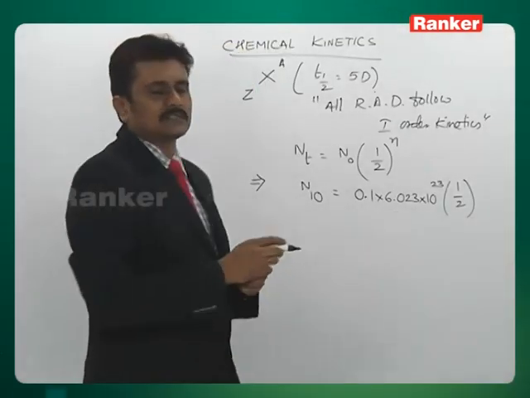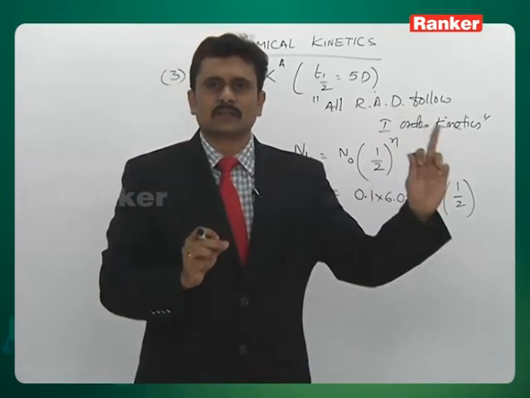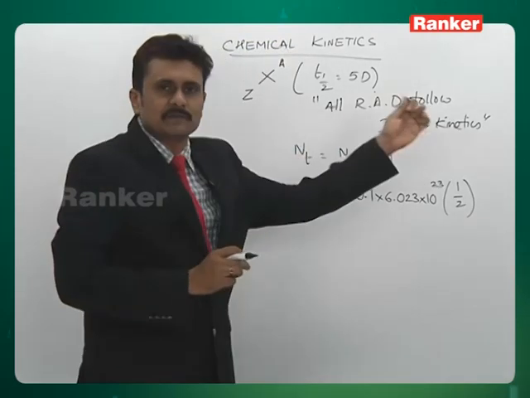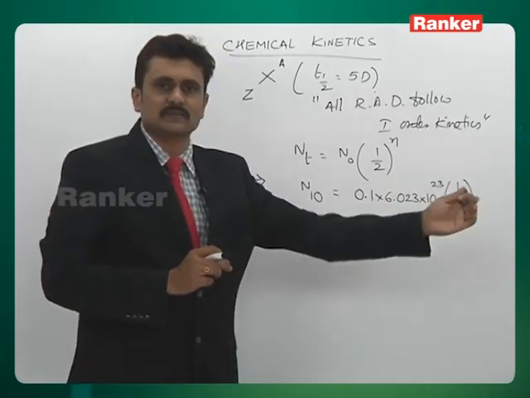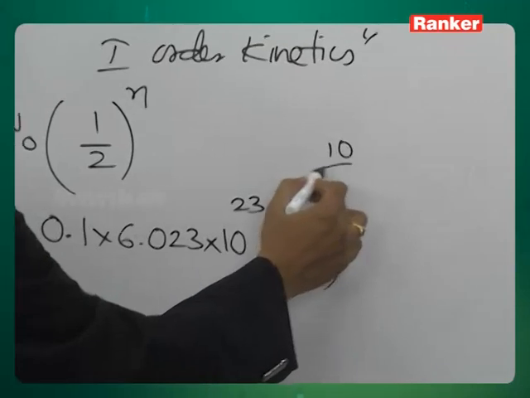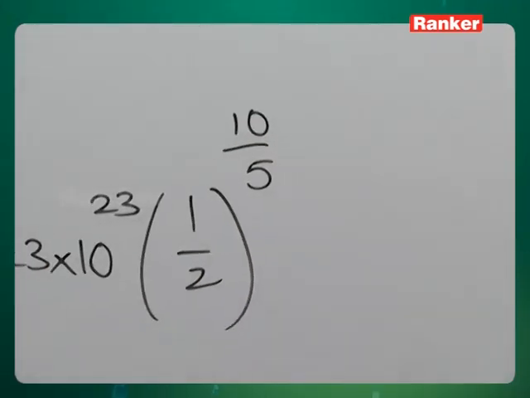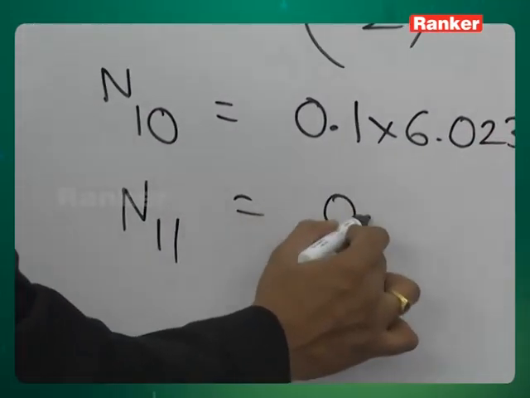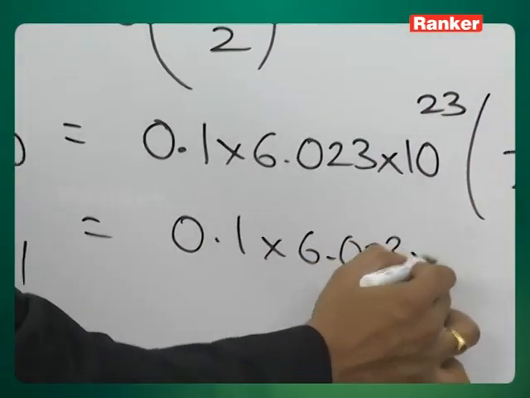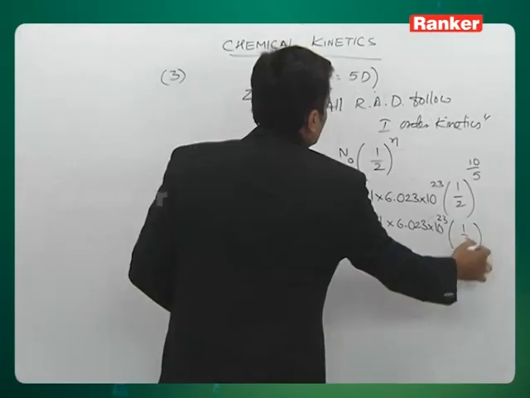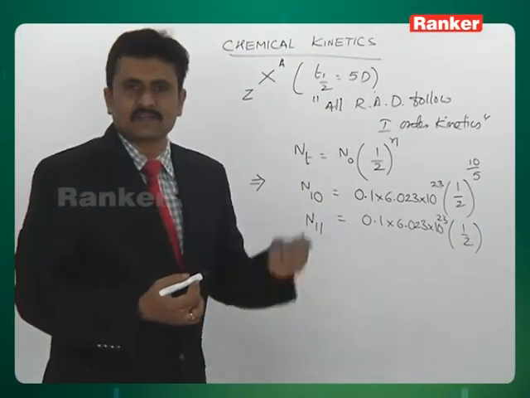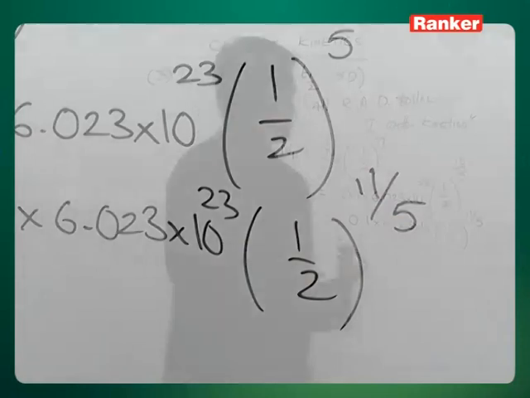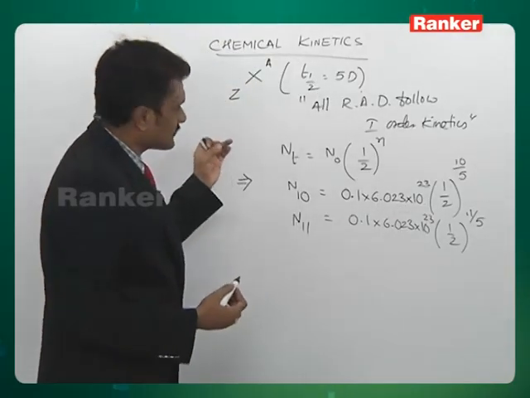Number of half-lives. Now you can see that for every 5 days there is one half-life, and here we are talking about the situation after 10 days. For every 5 days representing one half-life, after 10 days it will become how many half-lives? 2 half-lives, right? Similarly, you have to find out the number of nuclides remaining after 11 days, which is equal to the initial number of nuclides into 1/2 whole power number of half-lives. For every 5 days it is one half-life, so for 11 days it will be 11/5 half-lives. Now you have got the number of nuclides remaining after 10 as well as 11 days.